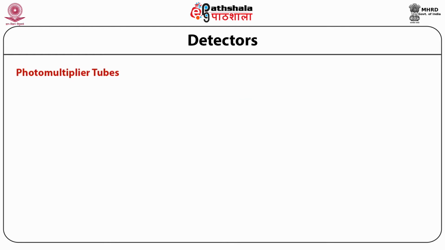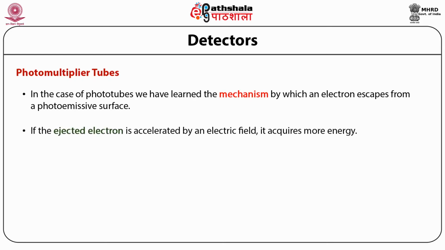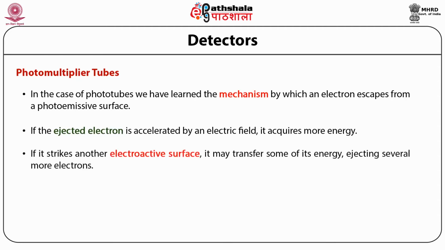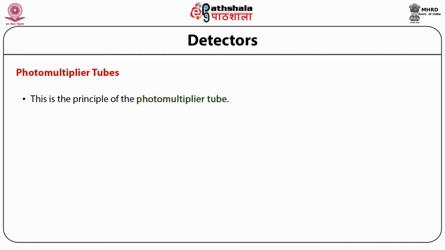Photomultiplier tubes. In the case of phototubes, so far we have learned the mechanism by which an electron escapes from a photoemissive surface. If the ejected electron is accelerated by an electric field, it gains more energy, and if it strikes another electron-active surface, it may transfer some of its energy, ejecting several more electrons. These electrons may in turn be accelerated to another surface and produce even more electrons, and so on. This is the principle of the photomultiplier tube.